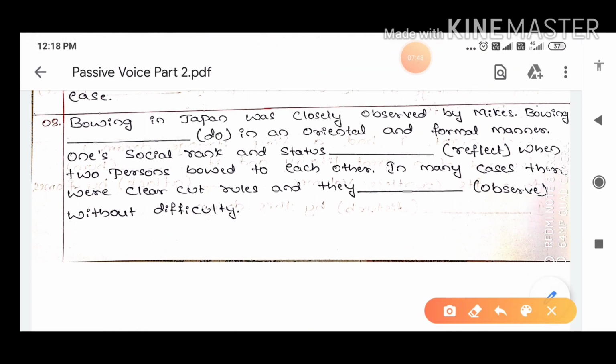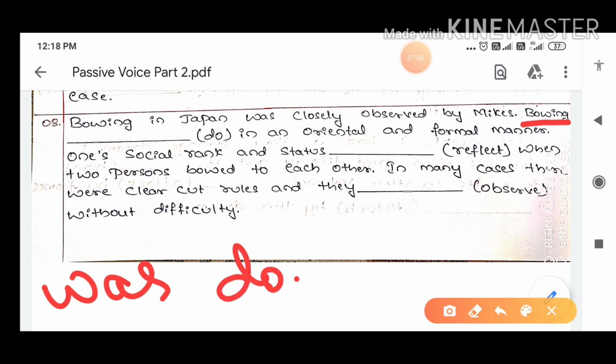Bowing in Japan was closely observed by Mike's. Bowing stands for singular, so we use was. V3 of do is done. Bowing was done in an oriental and formal manner.